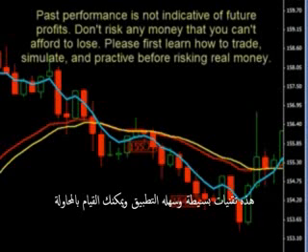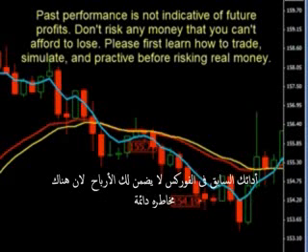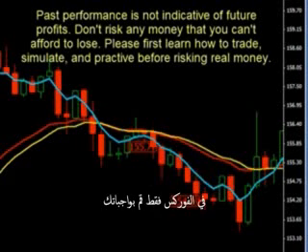So that's the simple technique, very simple to implement, so go ahead and give it a try. Of course, past performance is no guarantee of future profits. There is risk in Forex, so make sure you do your homework on the risk associated with Forex.